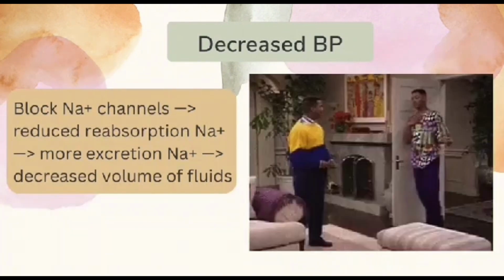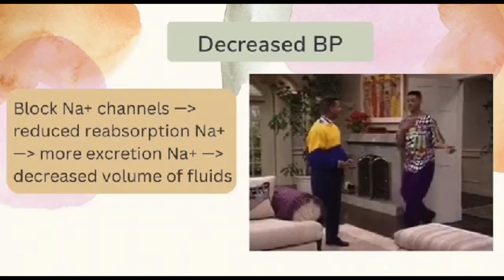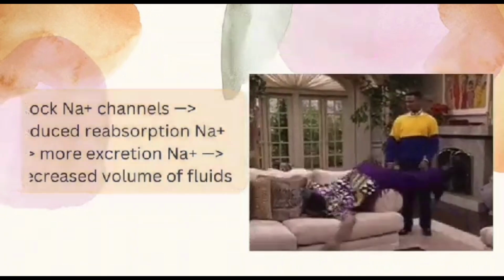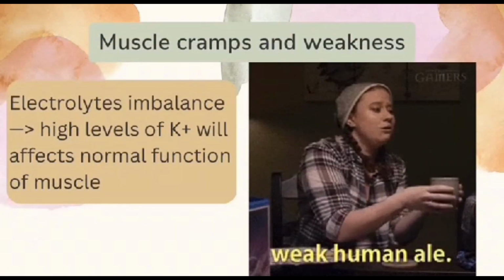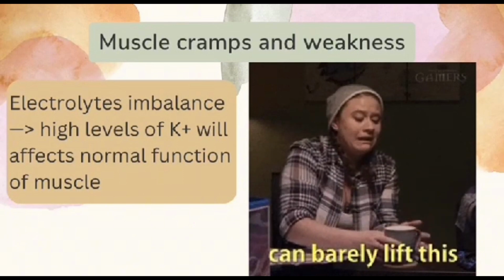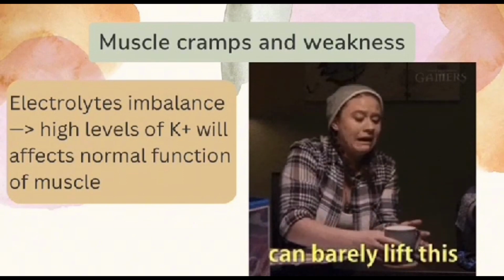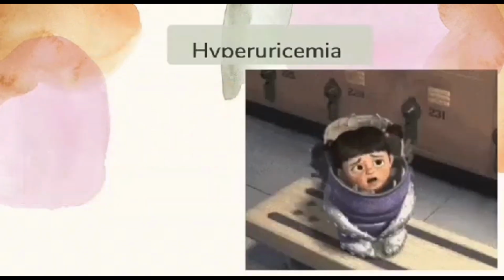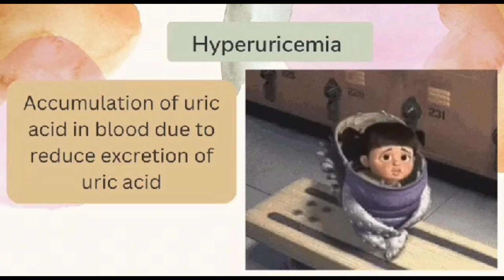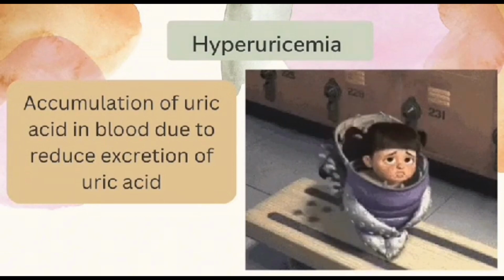the sodium, thus more excretion of sodium in urine will cause decreased volume of fluid in the bloodstream, thus reducing the blood pressure. The muscle cramp and weakness is basically due to electrolyte imbalance because of the retained potassium from being excreted out. So the high level of potassium will affect the normal function of muscle, thus leading to muscle weakness and cramps. Hyperuricemia is due to reduced excretion of uric acid in urine, which will lead to an increased concentration of uric acid in the blood.